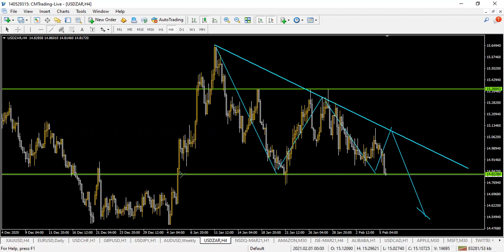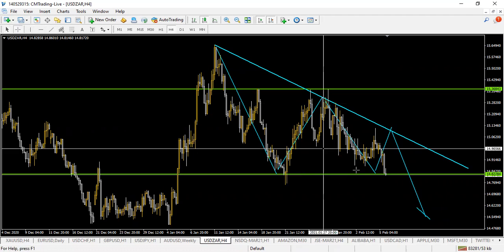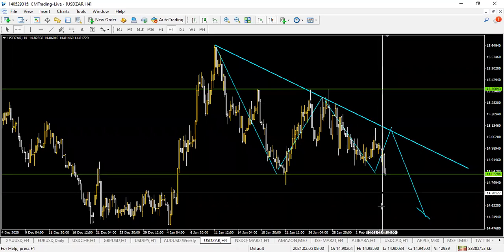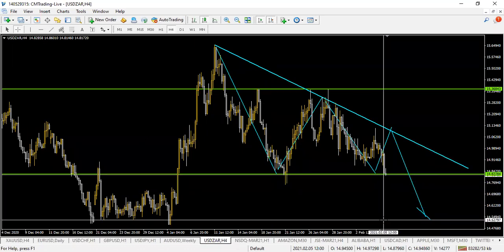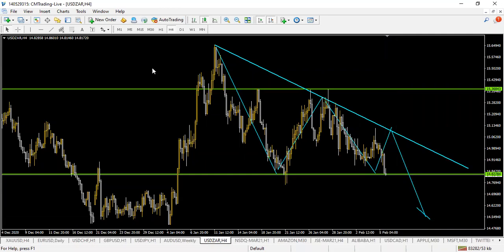I'm expecting anything below this is going to be a sell for us, all the way down to 14 rands 52 to the dollar in this particular case right here. So that is what we might expect on USD ZAR.